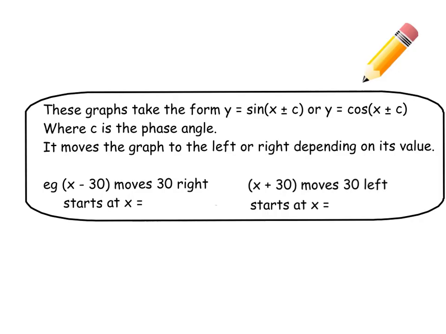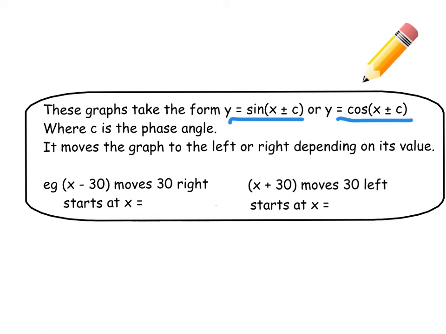So this is the notes section. If you are taking this as an actual lesson, I would pause and copy this bit down here, okay? This is what the formulas are going to look like. It's either sin or cos in front of a bracket, and it could be plus or minus, and we call this number C. C is called the phase angle. It's how much it's moved left or right.